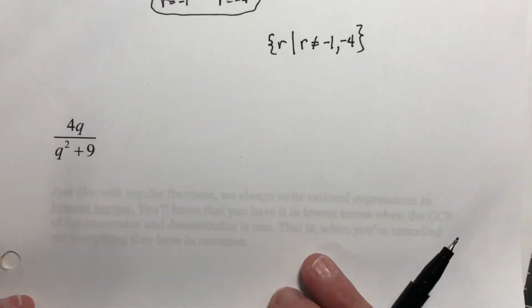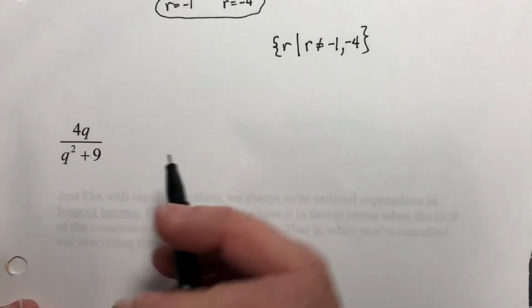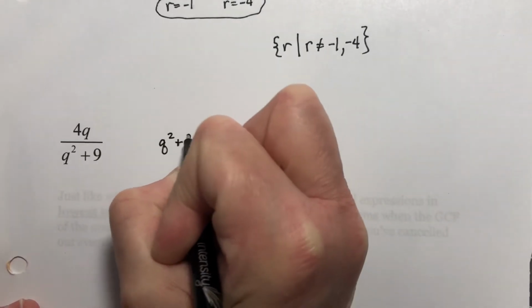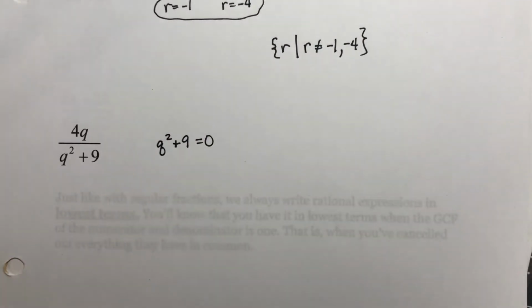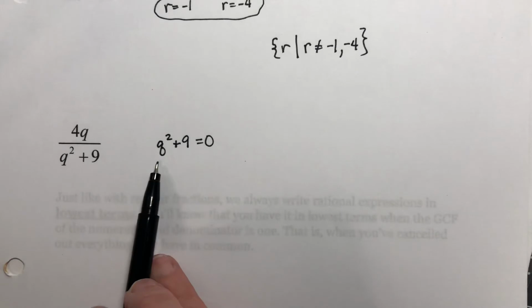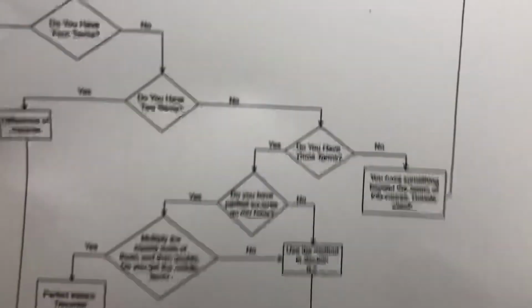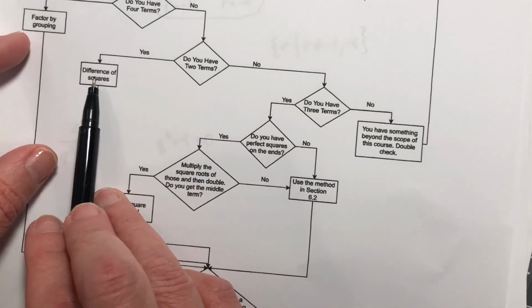All right, let's try this one. Figure out what makes this undefined. So I would need to take my denominator, q squared plus 9, and set it equal to 0. Well, this is a quadratic, so let's see if we can factor it. I do not have a GCF. I have 2 terms, so I check for a difference of squares.